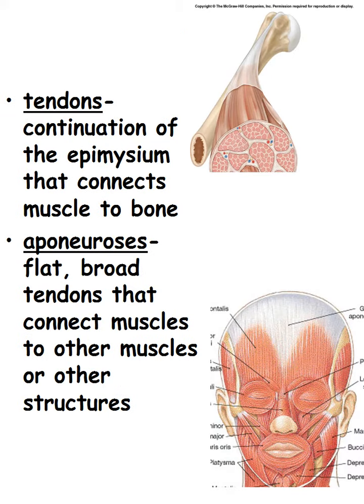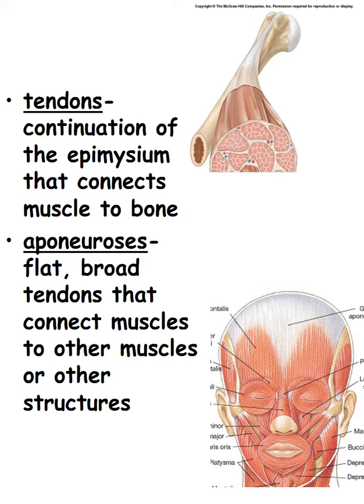Tendons are extensions of the epimysium that connect bone to muscle. And the tendon is composed of connective tissue, and it can also connect muscle to skin or muscle to other muscles. And they tend to have a thick cord-like structure.